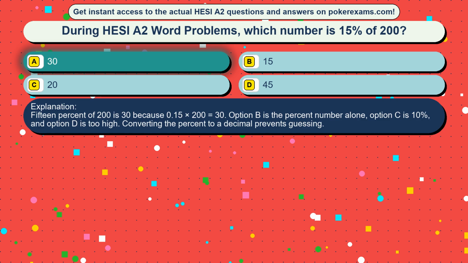15% of 200 is 30 because 0.15 times 200 equals 30. Option B is the percent number alone, option C is 10%, and option D is too high. Converting the percent to a decimal prevents guessing.